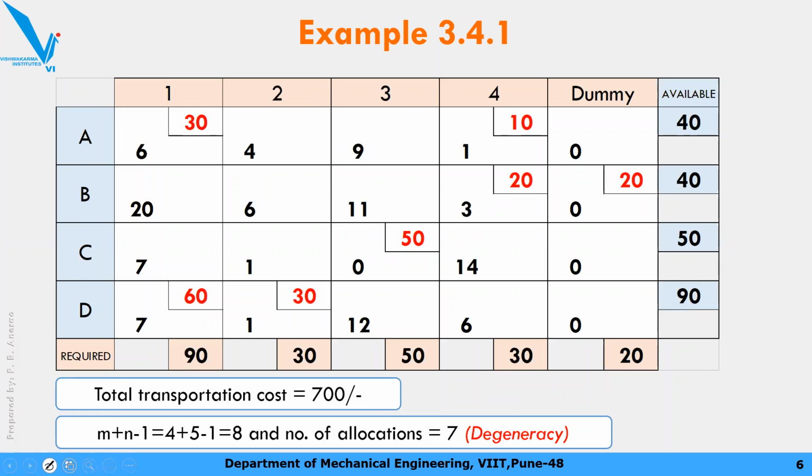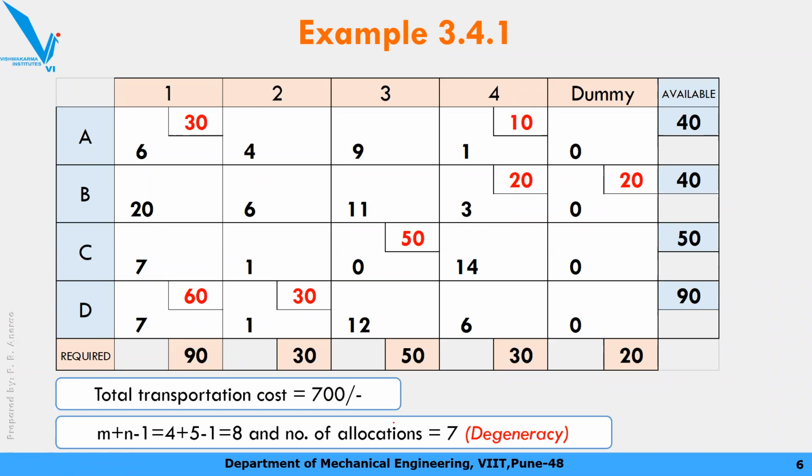Allocations are fewer, so we will not be able to create a stepping stone or closed loops, as well as we will not be able to calculate all the values of u and v. ठीक है. अब आपको लगेगा कि it will be difficult to solve the problem further. It's very easy.